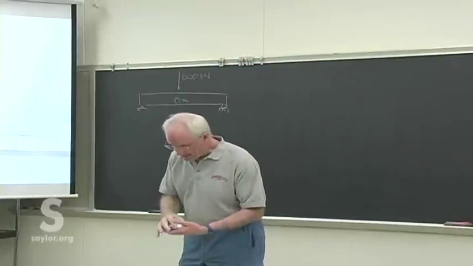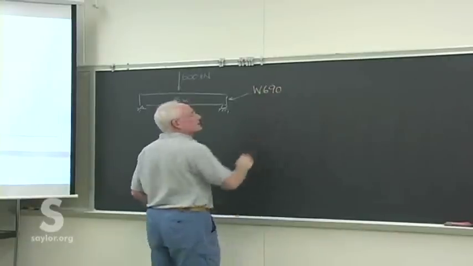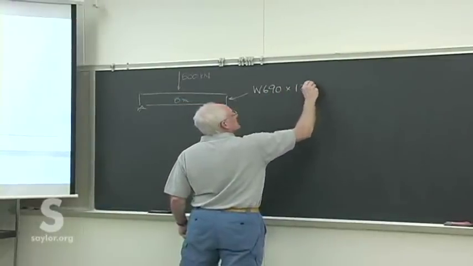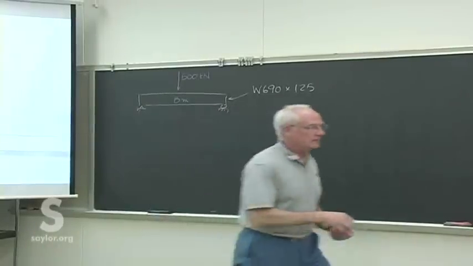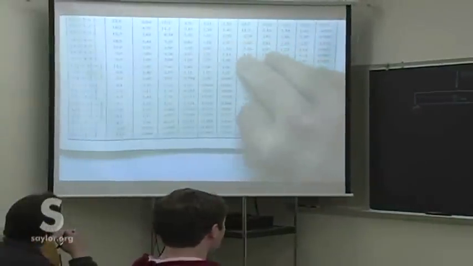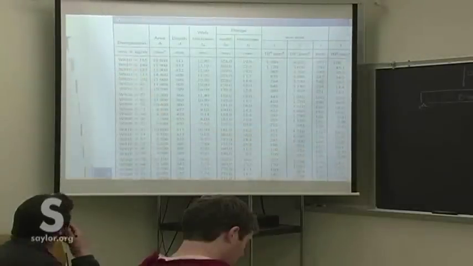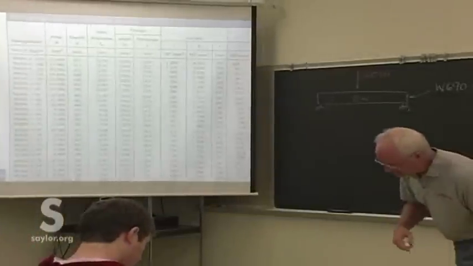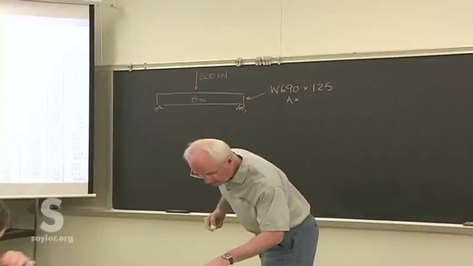But here's the thing, we happen to have in stock, so we want to use these. Somebody bought way too many of these, so now we've got to use them. Some W690 by 125 beams. Now, I don't believe that's actually one in the book, but I'll give you the information we need for it. No, we only go up to 610, so this is a bigger beam than our book happens to have. Somebody bought these, got them on eBay, real cheap. Now we've got to use them, but here's the deal.